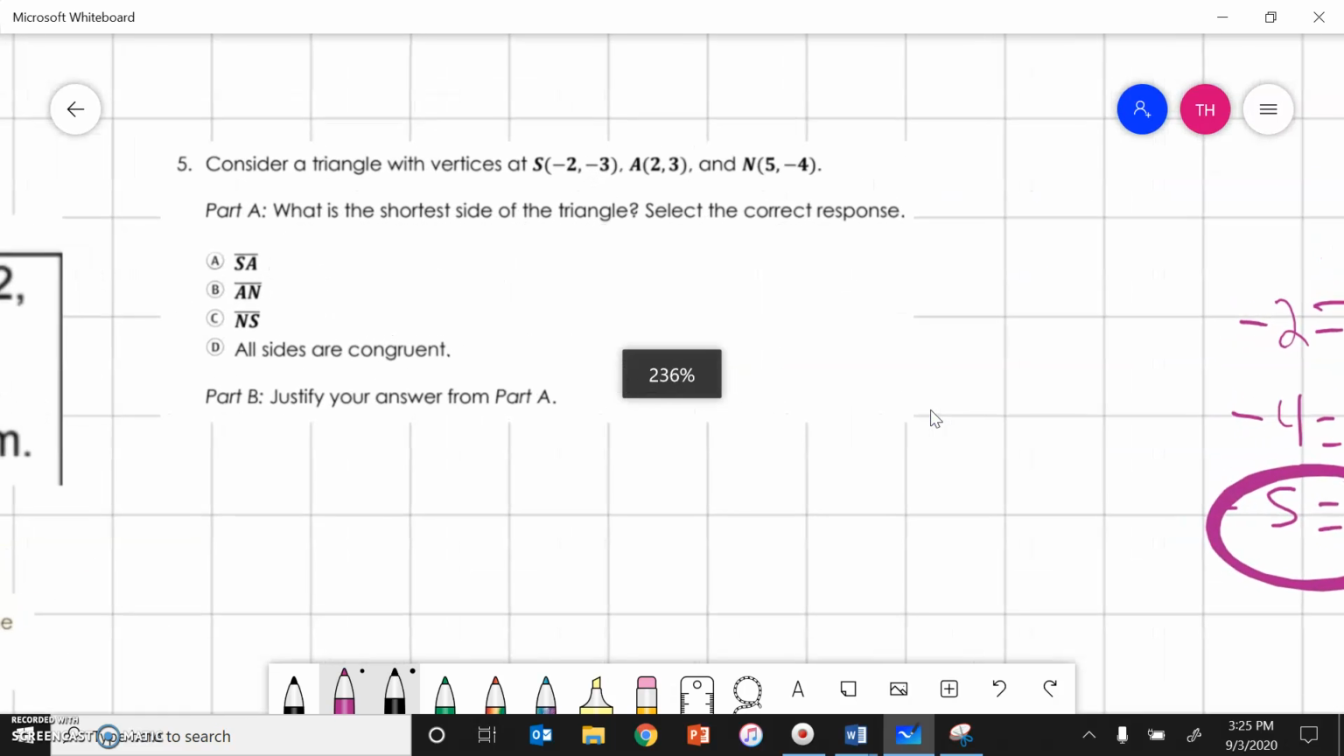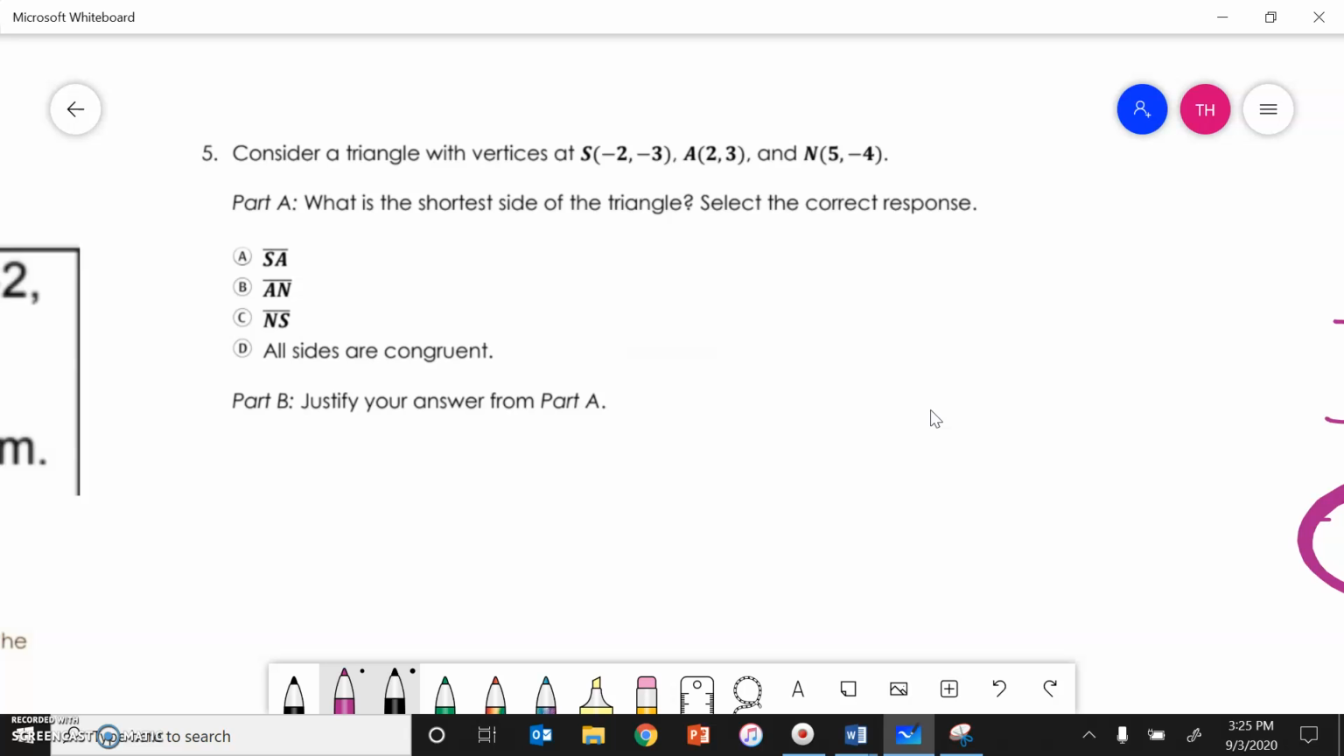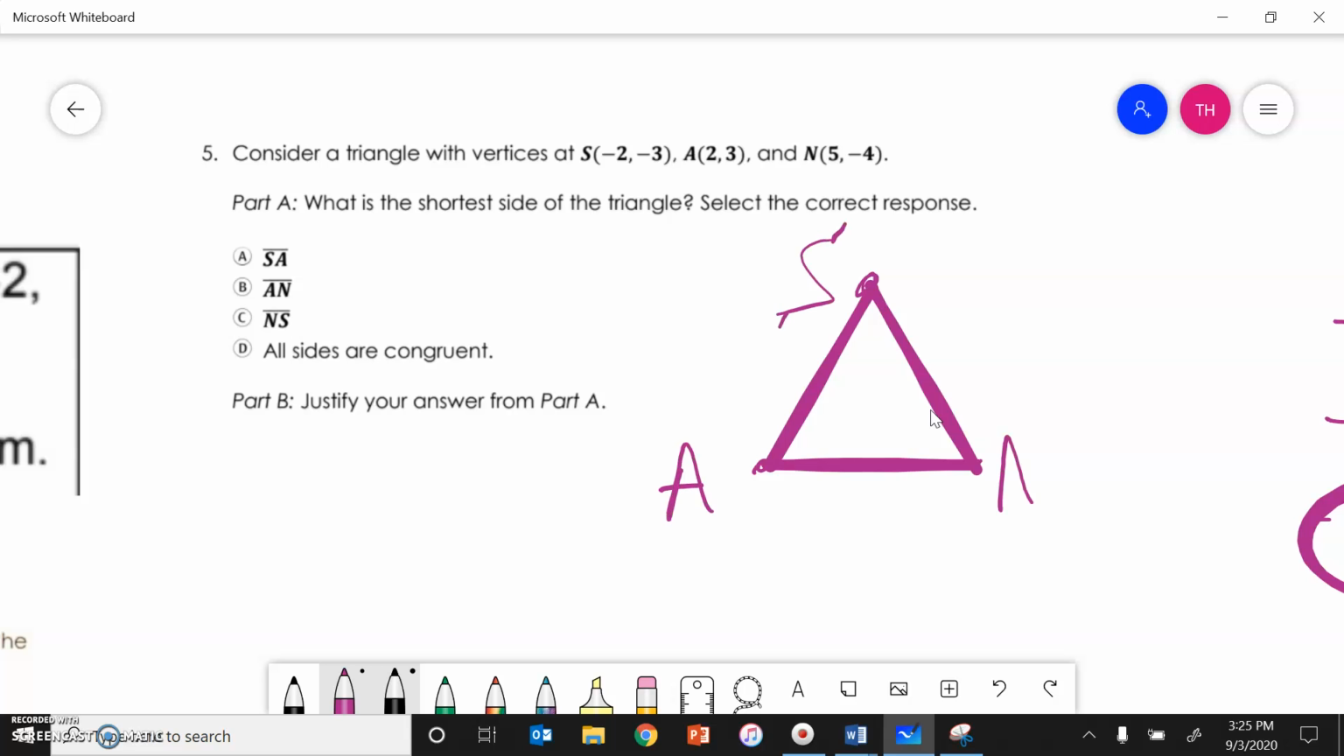Some of the other questions you were asked to do had to do with distance. Consider a triangle with these vertices: S, A, N. They're asking what the shortest side of the triangle is. Well, what do we have to do? We have to use the distance formula to find the length of segment SA. Then use the distance formula to find the length of segment AN. And last but not least, use the distance formula to find the length of segment SN.